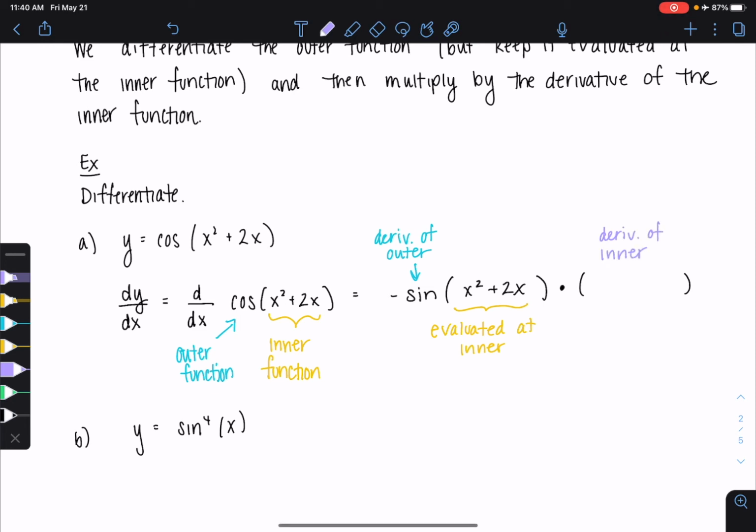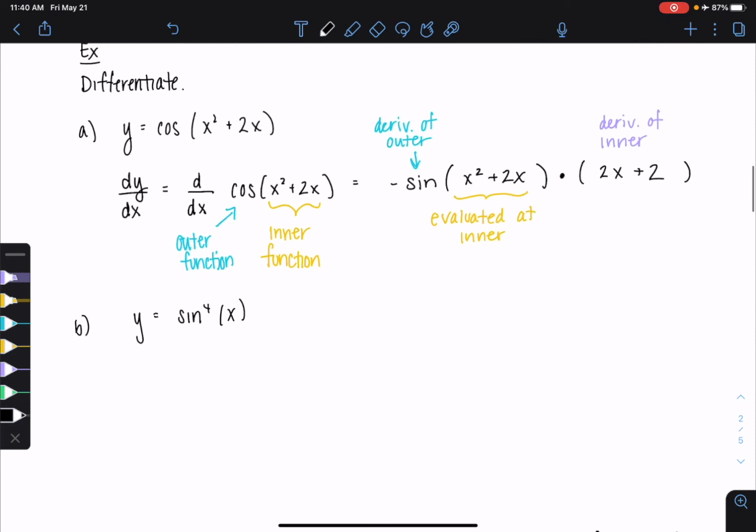And the derivative of the inner would be 2x plus 2. So this is where it's pretty useful that you put more steps than you need. But for simplicity, I'm going to skip that. Okay. Let's try another one.